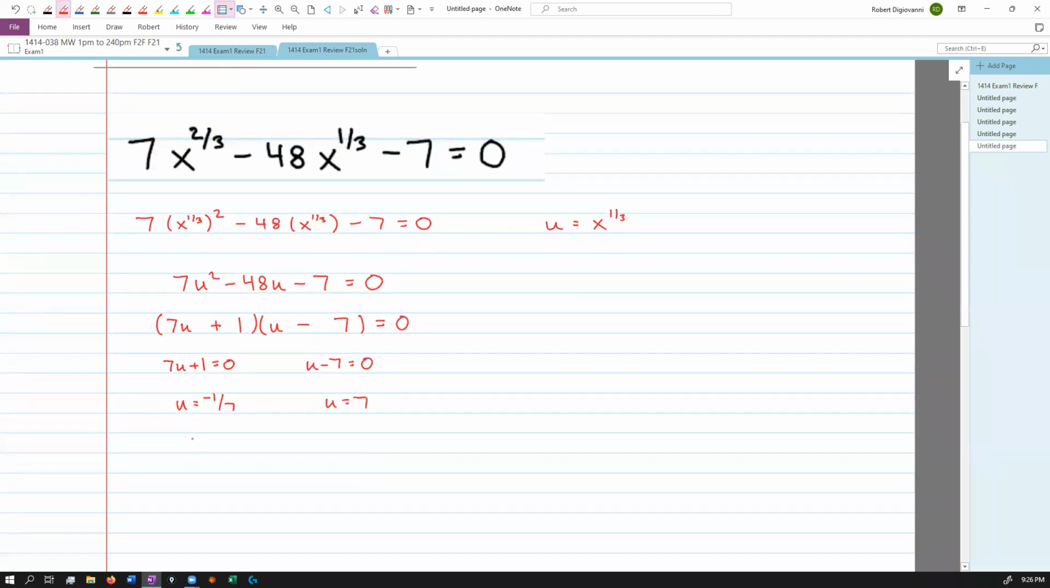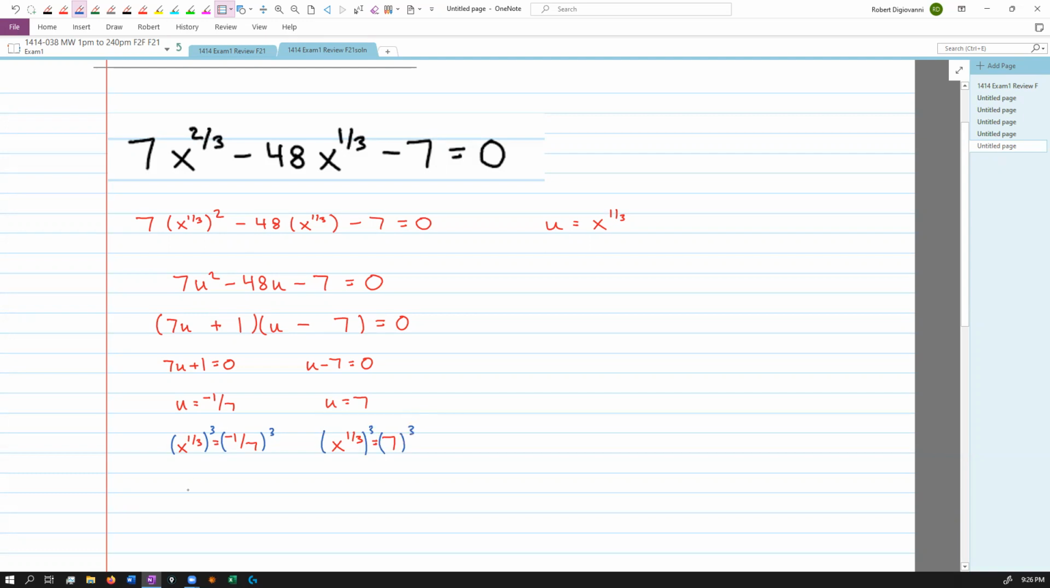And now replace u. So x to the 1/3 equals -1/7, and then x to the 1/3 equals 7. So now I need to get x by itself. So to get the x to the 1/3 to become x, I have to cube both sides. And when we cube, we do not need to check answers.